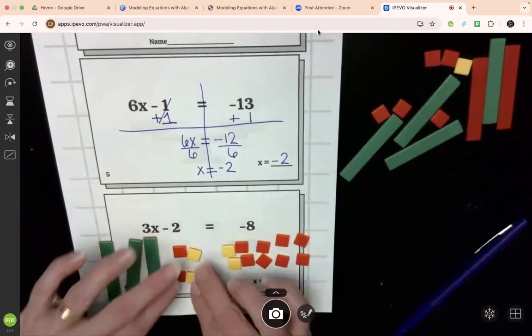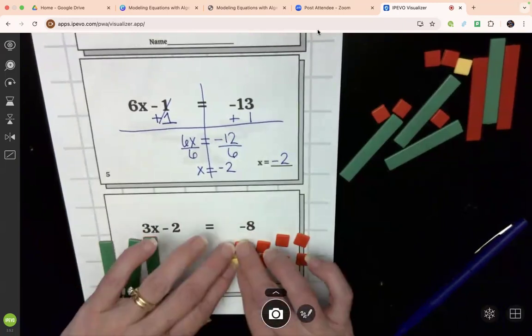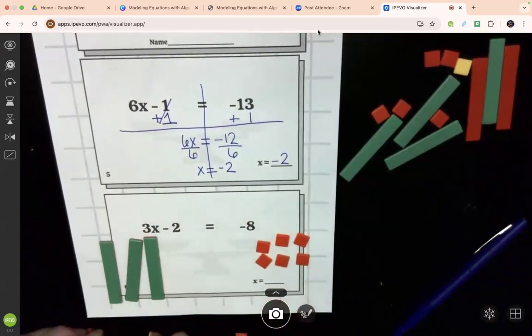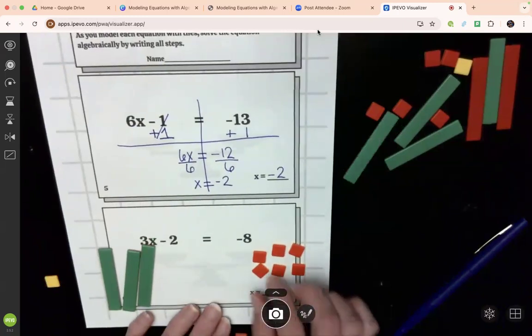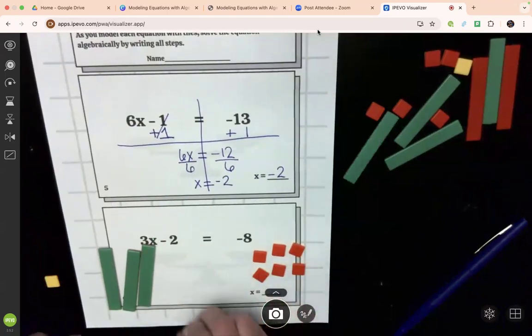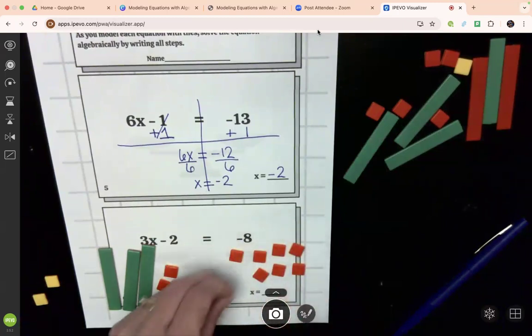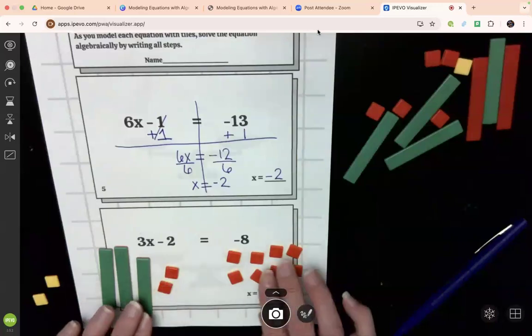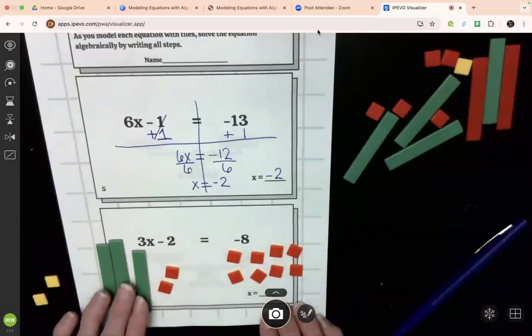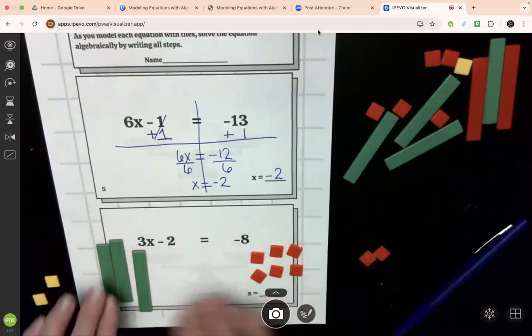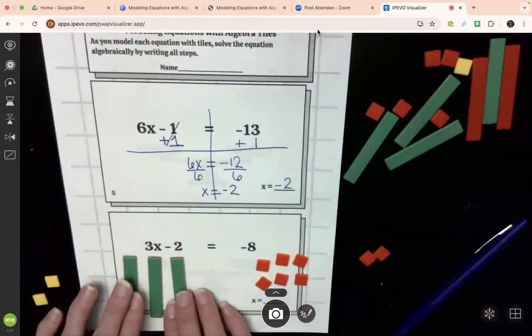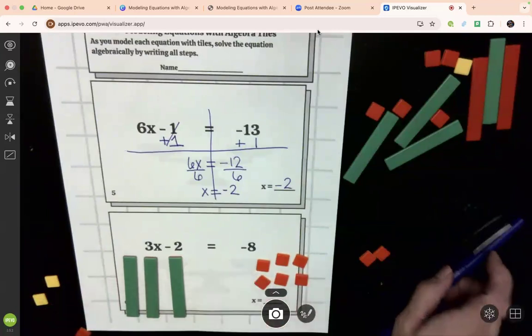what happens is you create this 0 pair, this 0 pair. Either way, you get the same remaining tiles on this side, which is -6. Okay, let me put these back and make sure you understand what I'm talking about. Okay, so we got 3x minus 2 equals a -8. All right, so I'm going to take 2 red tiles from this side and 2 red tiles from this side, and I have 3x equals -6.